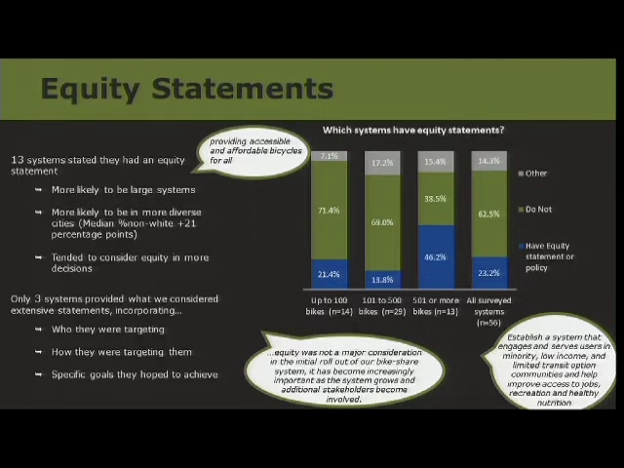Only 3 systems had equity statements that we considered extensive equity statements. So they were being much more specific in their statements of who they were targeting, how they were targeting, and specific goals that they wanted to achieve. So the difference between some of those versus a non-extensive statement is such as this quotation up at the top here, providing accessible and affordable bicycles for all. That's a particular goal that they have in mind, but it's not explicitly stating who exactly they're wanting to target or how they're wanting to target them.